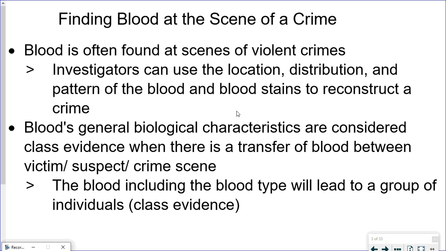Is it from different people? If it was from an attack, where exactly did that attack take place? You can possibly link it to a certain type of weapon, things like that. Looking at blood's general biological characteristics, these are all going to be considered class evidence. So just looking at the blood itself, what pattern it is, blood type, things like that are all going to be class evidence. So remember, they're going to lead to a group of individuals. Anytime that there's a transfer of blood between the victim, suspect, and crime scene.